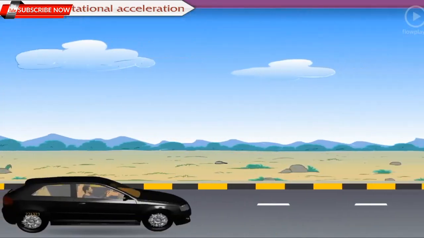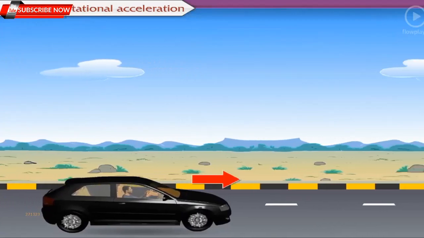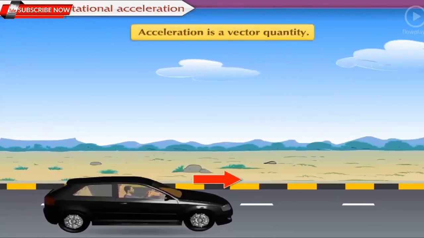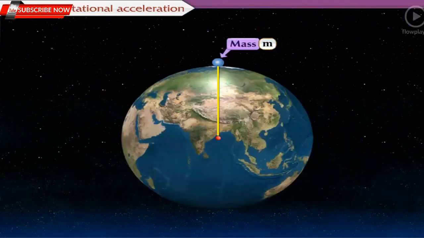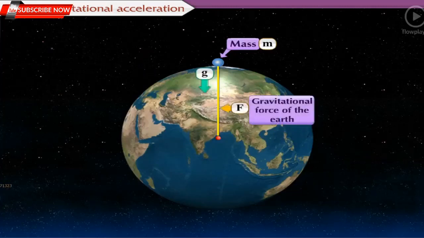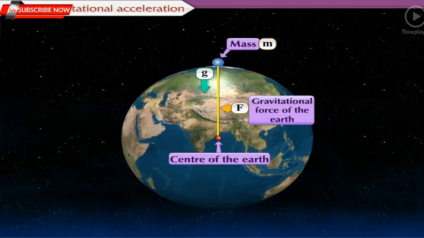In the previous grade, we have already learned that acceleration is a vector quantity. The direction of acceleration due to gravity is the same as that of the gravitational force of the Earth. It is directed towards the center of the Earth, that is, vertically downwards.